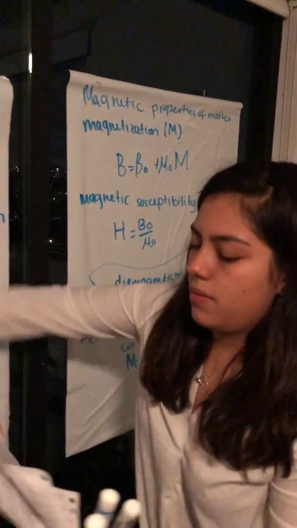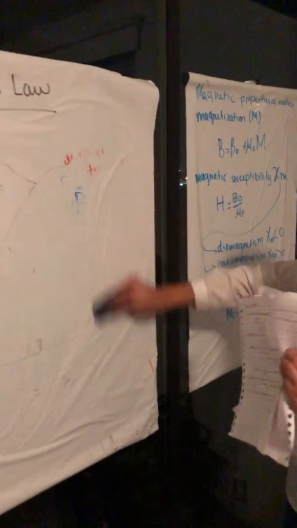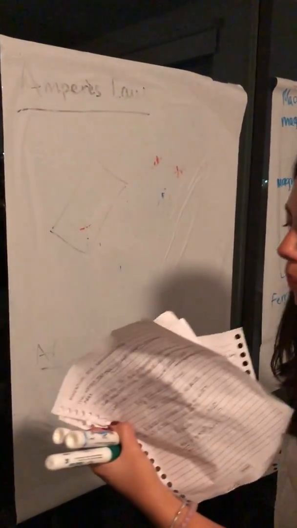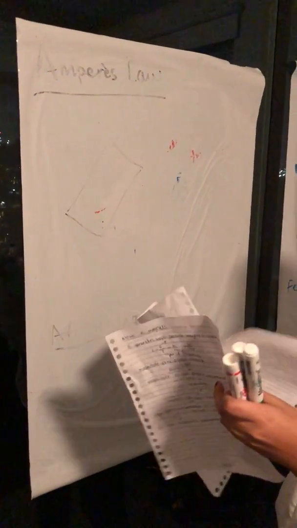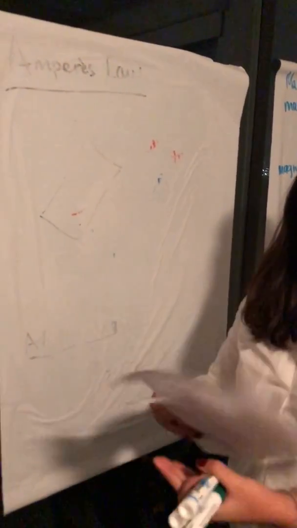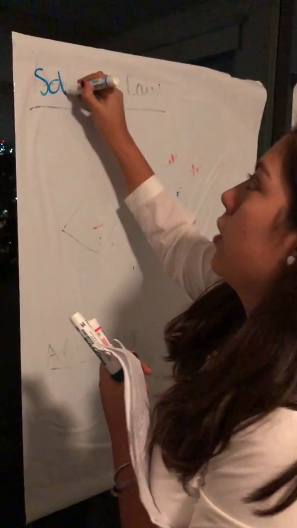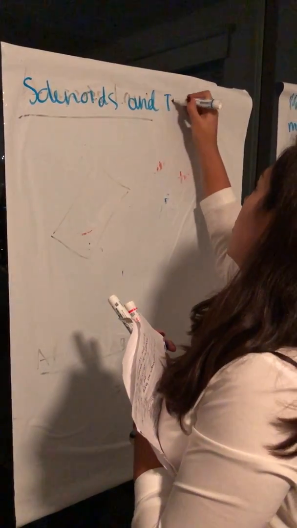Now let's talk about magnetism and superconductivity. To close that, we would have a quick problem that we're going to solve. Let's talk first about solenoids and toroids.